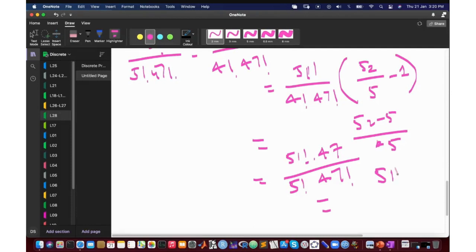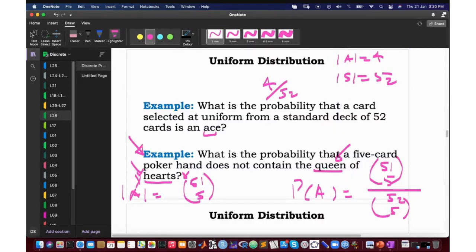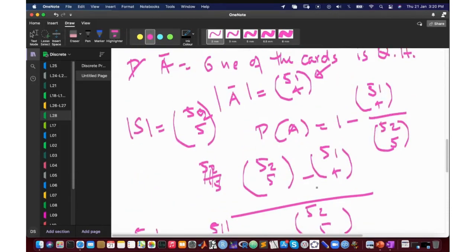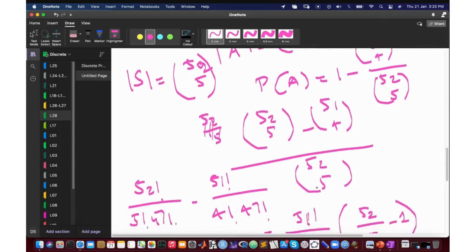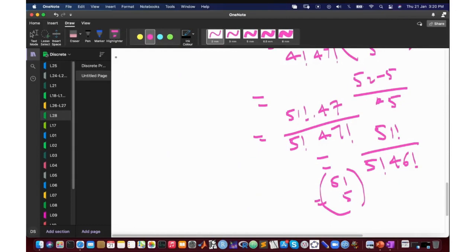So it's 51 factorial divided by 5 factorial and 46 factorial, which is 51 choose 5. That's what we were looking for. It's 51 choose 5, the size of your entry. Yeah, it's the same. So you can solve it using the complement as well, but it's probably slightly messy to expand it. So here's all the work we needed to do. We get the same answer.